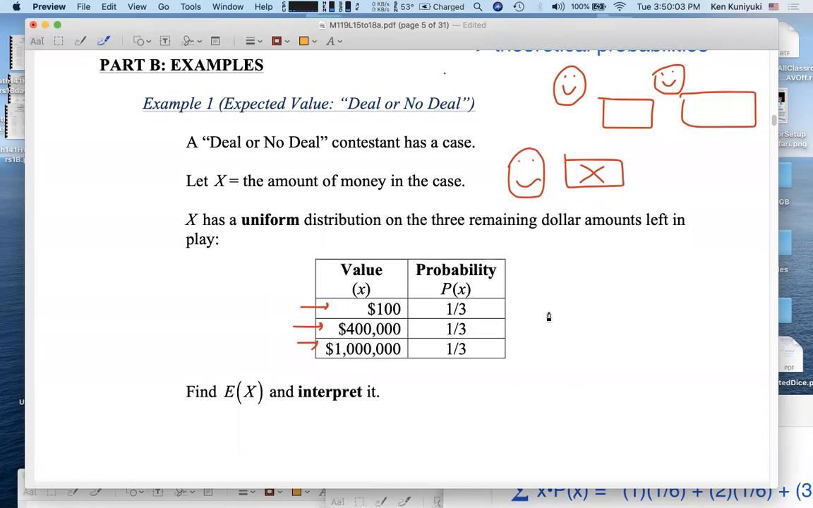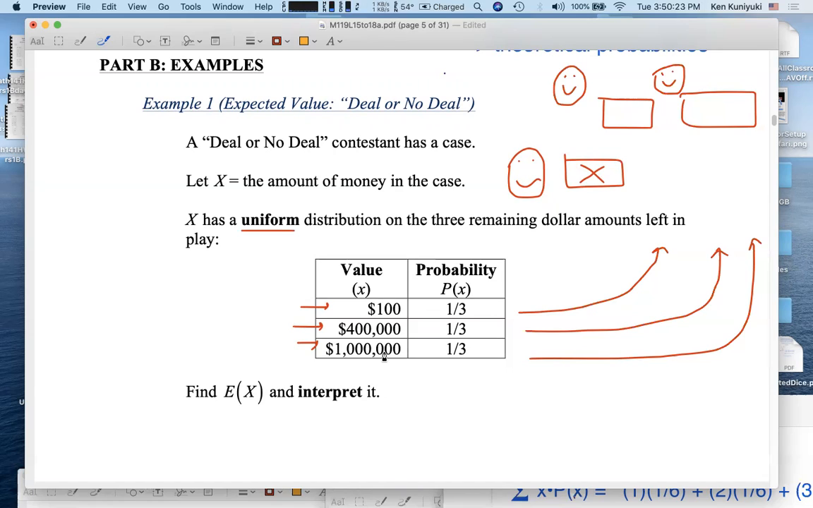All right, so one of these cases has $100 in it. Another one of these cases has $400,000 in it. And the third case has $1 million in it, but we don't know which of these dollar amounts is in which of these three cases. So let's assume that X has a uniform distribution on the three remaining dollar amounts. So each of these three dollar values is equally likely. We would think that, right? We have no reason to think that one value is more likely than any other.